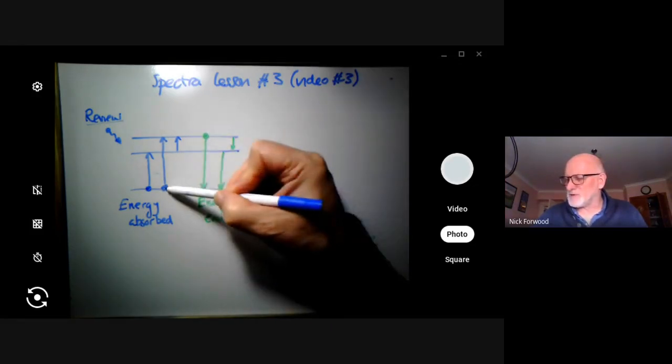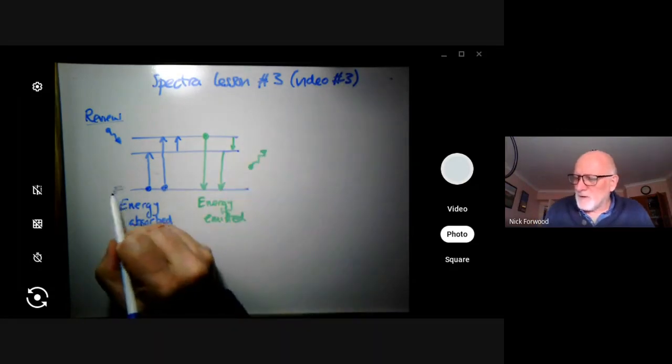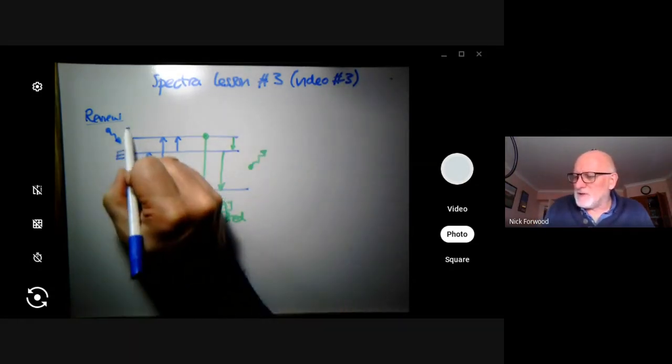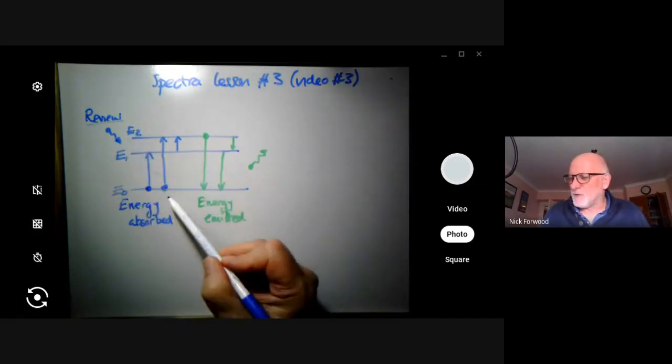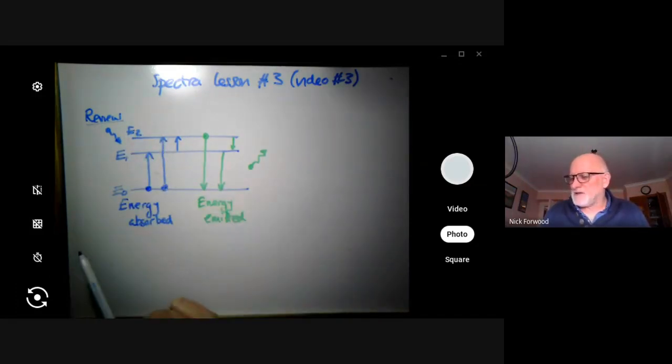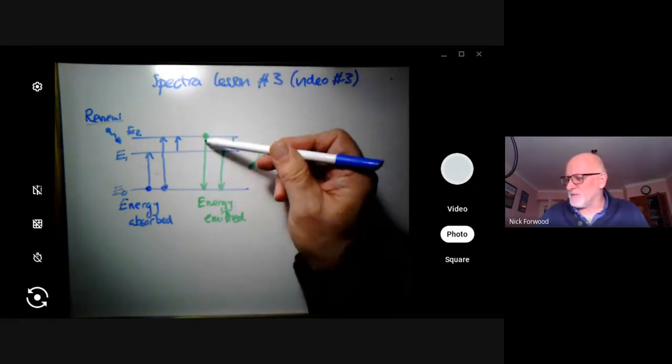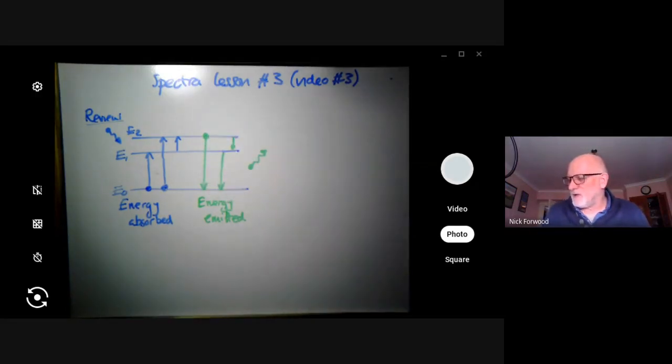So if you go from the bottom level, I'll call this E0, call this E1, call this one E2. If the electron goes from E0 to E2, then it absorbs a certain amount of energy. Let's say it absorbs 5 units of energy. When the electron goes back down the same levels from E2 to E0, it will emit the same 5 units of energy. So that's just a little review there. Now, energy absorbed and energy emitted leads to different types of spectra, which is what we're going to do now.